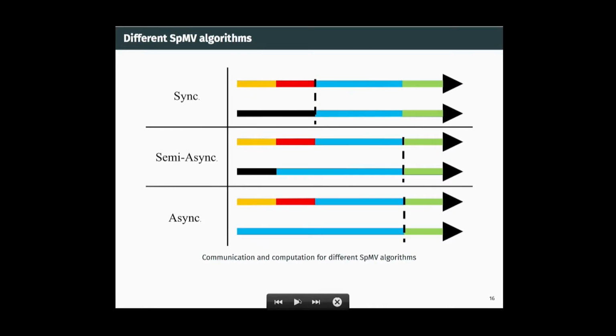Then we have what we call the semi-asynchronous algorithm, which overlaps the actual communication. So the preparation here, the yellow part, is still done sequentially. Then we prepare and perform the communication while we already compute the local sparse matrix vector product. Then we wait here before we actually need the remote data. And finally, we have the fully asynchronous algorithm down here, where we even overlap the preparation of the communication. So while we copy the vector entries to a contiguous send buffer, we already start the computation.